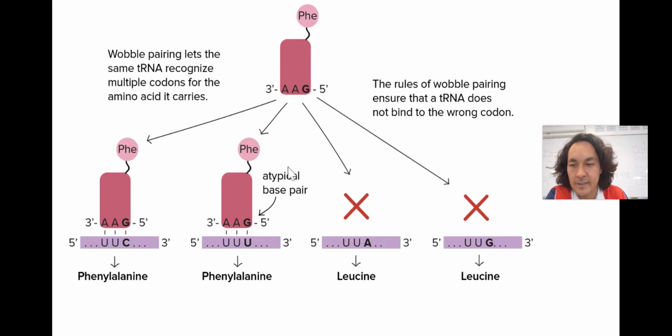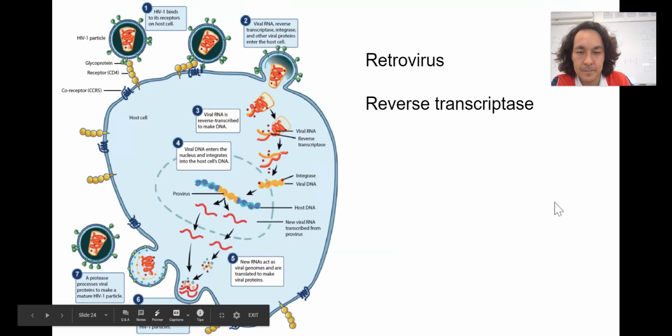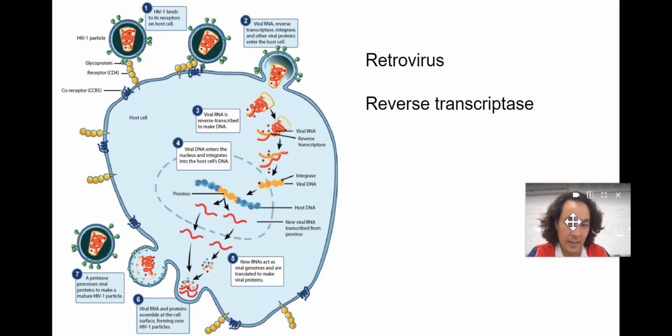And so here is just an example of it from Khan Academy of the wobble hypothesis. So here, AAG, UUC, that can still work. It can still work here for phenylalanine, but it wouldn't work for leucine. All right, so what was important there? We'll come back to that in mutations.